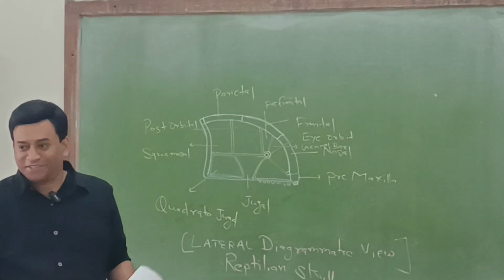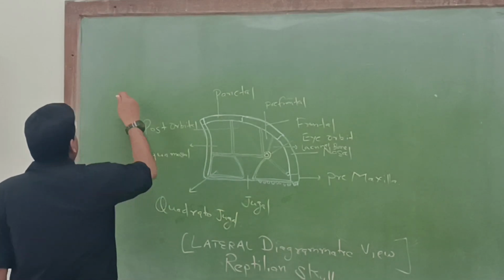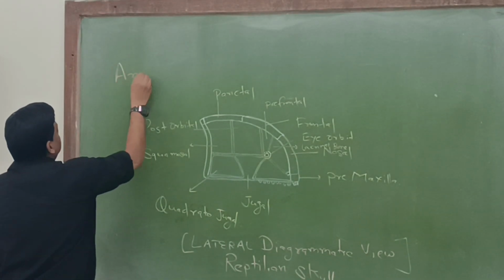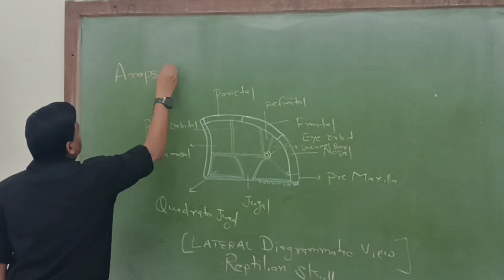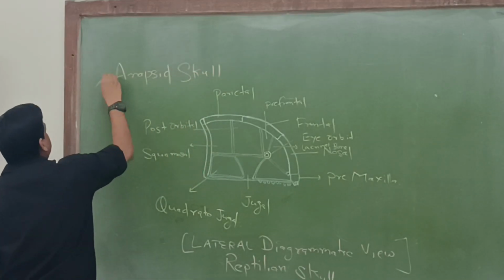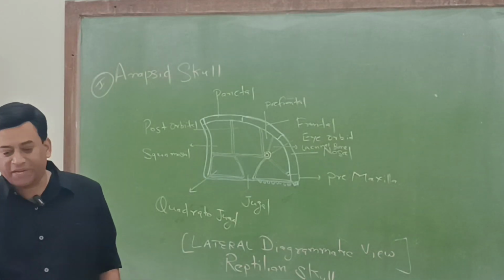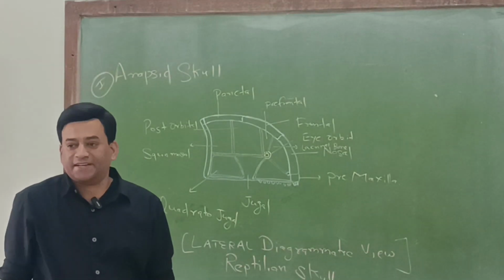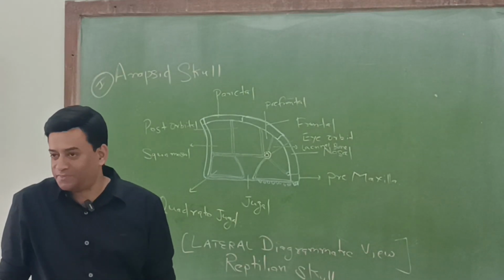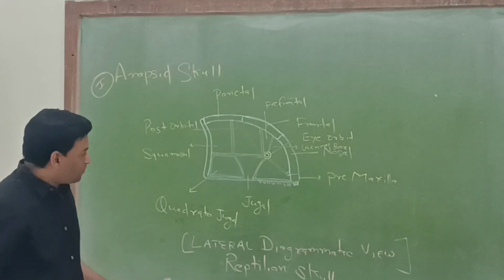So this is what kind of skull? Now this is the Anapsid skull. No opening. This is the first category, Anapsid skull. Complete roofing of the skull. There is no opening whatsoever. There are only two openings. One is the nasal and second is the eye orbit. Apart from it, there is no opening. Got my point? So there is a complete roofing.